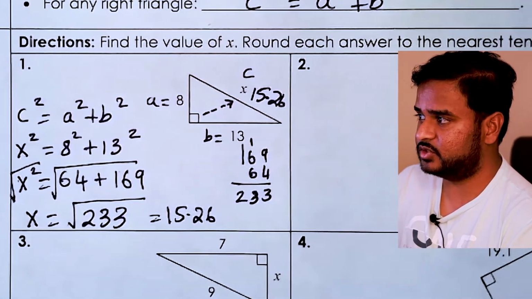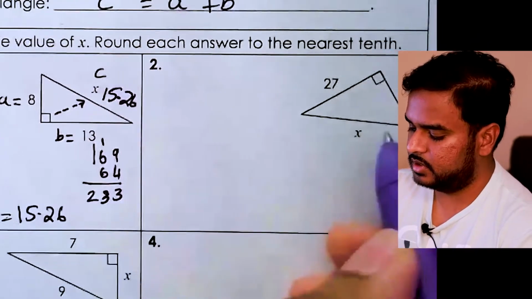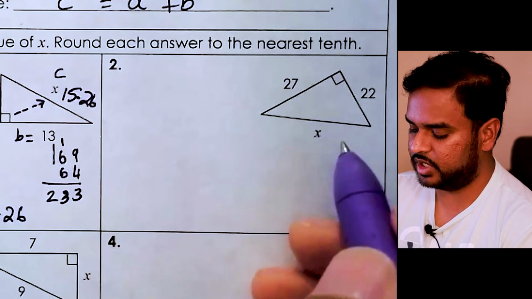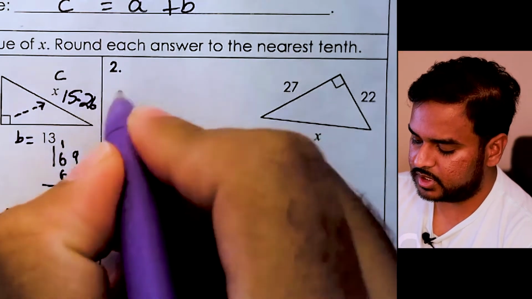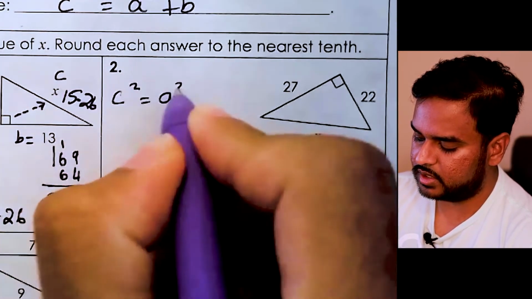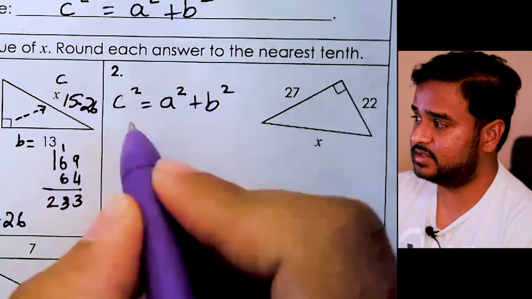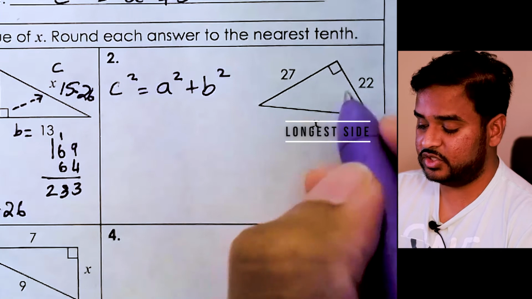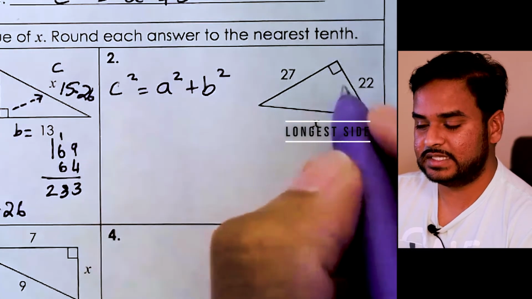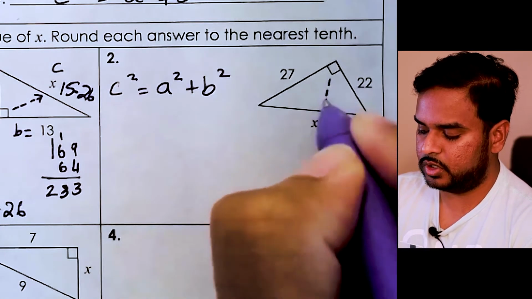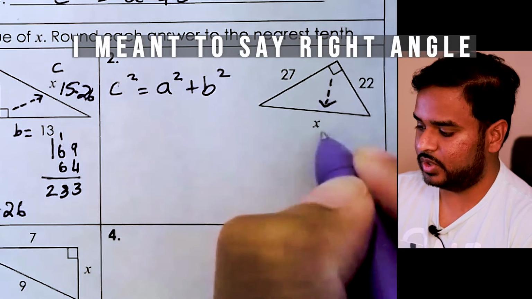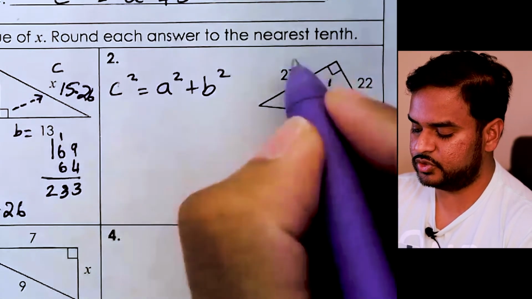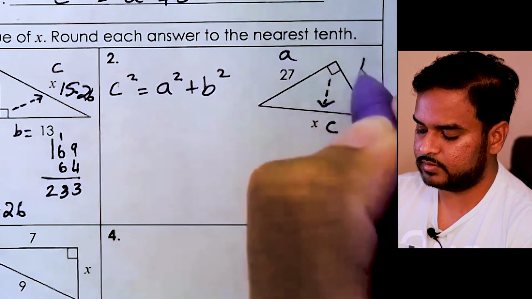Now, if you look at the next one, the triangle looks kind of contorted. Nothing to worry about. We still use our formula, C squared equals A squared plus B squared. Just know that C will always be your hypotenuse, and a really good way of recognizing your hypotenuse is the side exactly opposite to your right angle. So X here is going to be our hypotenuse. 27 and 22 will be our A and B.